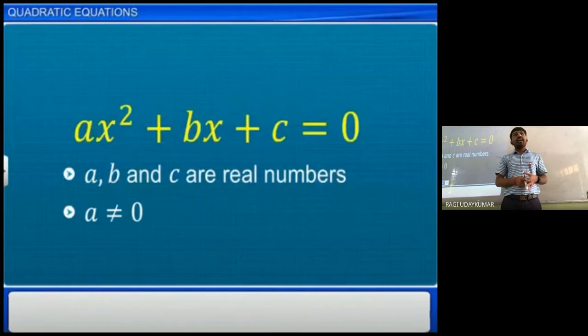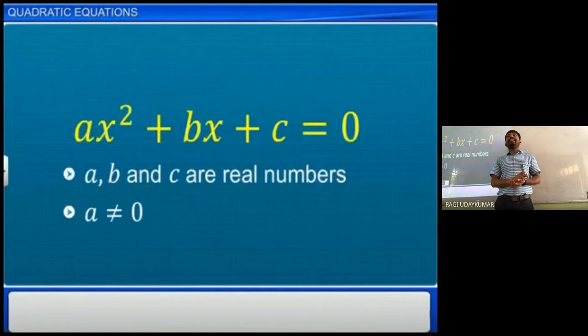Whatever solution we are going to get, roots we call. So root is nothing but the value of the variable which satisfies the equation. That is also called a solution, isn't it? Now we have learned the solution, and whichever type of solutions we are getting, that is nothing but the nature of the roots.